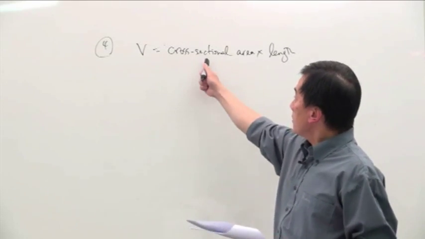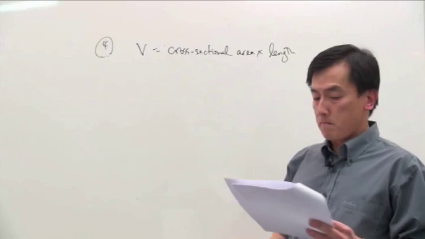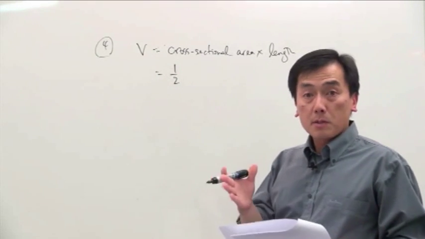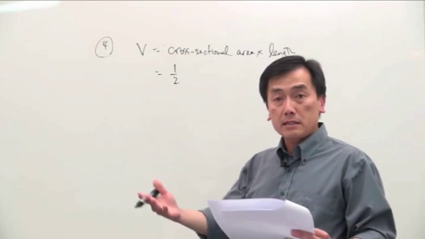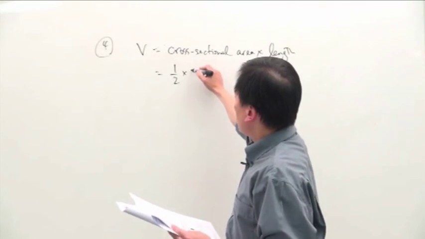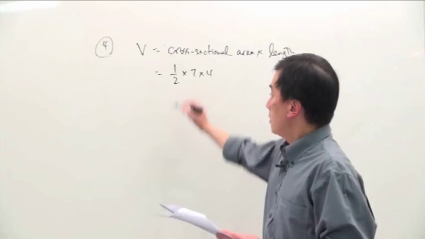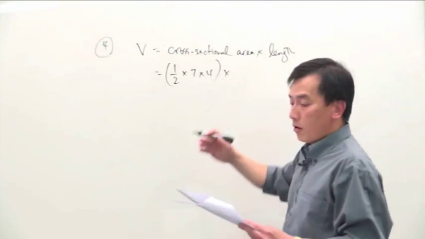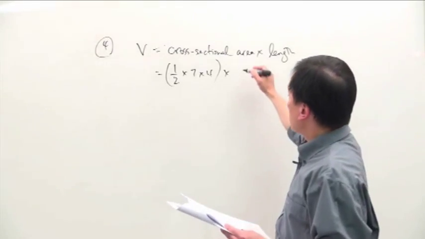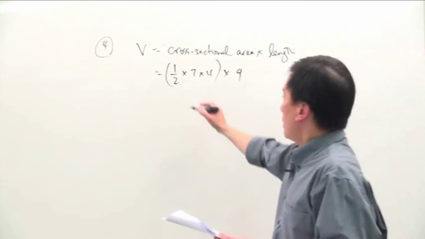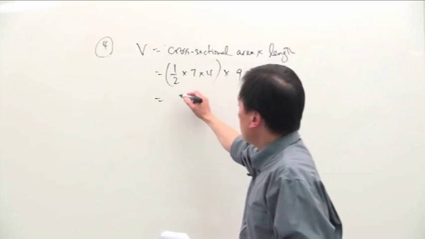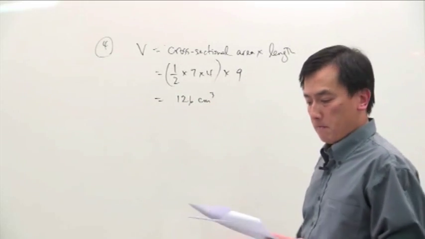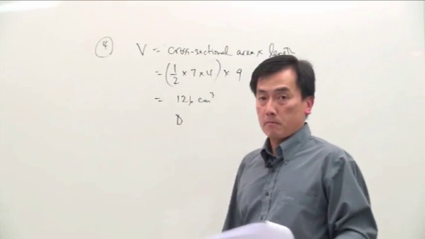Now in this case, the cross-sectional area is a triangle. Now the area of the triangle is a half times the base times the height. Now we've been given these dimensions, so that's going to be a half times 7 times 4. This is the area of the triangle, multiplied by the length or the depth of the prism, in this case, which is 9. Now if you multiply that, the answer should be 126 cubic centimeters. Okay? So in this case, the answer is going to be D.